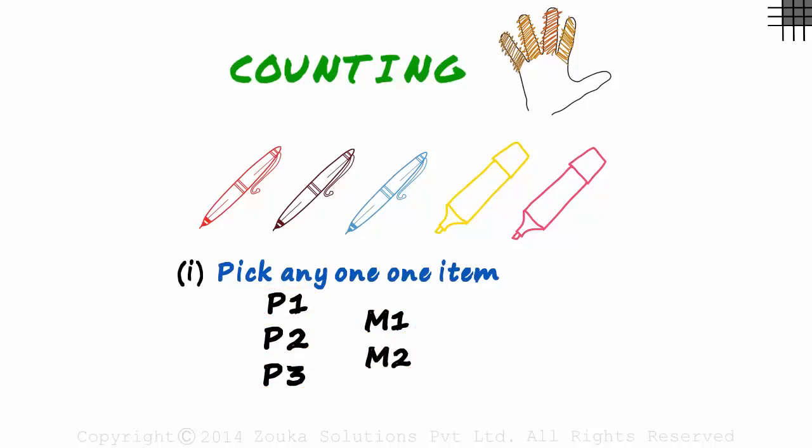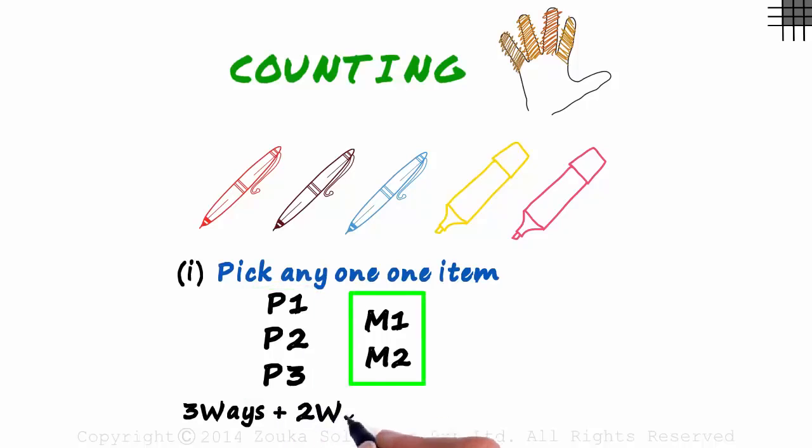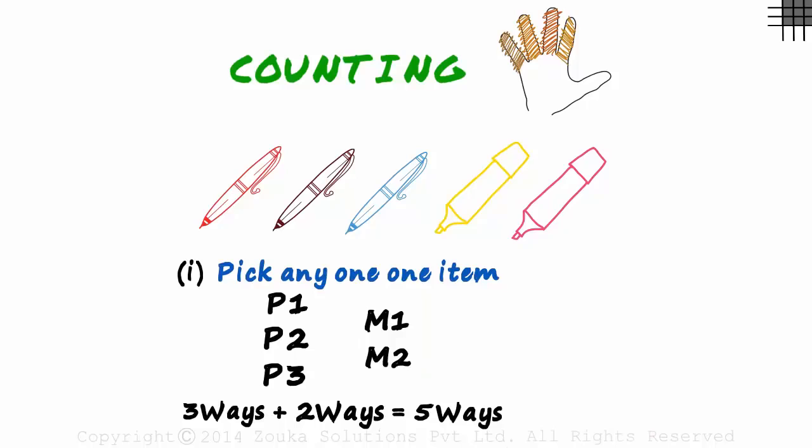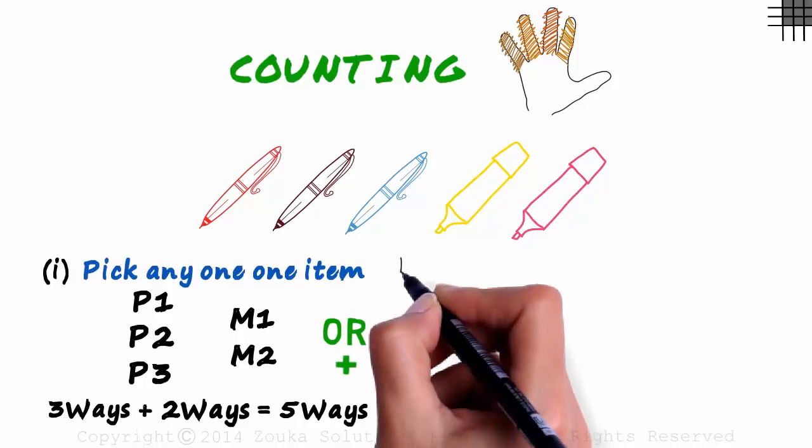And how do we get a 5? 3 ways in which a pen can be picked, plus 2 ways in which a marker can be picked. 5 ways in all. This is the first rule of counting. Or. Or always means addition. First pen, or the second pen, or the third. 3 ways in which a pen can be picked, and similarly 2 ways in which a marker can be picked. Or always means addition.